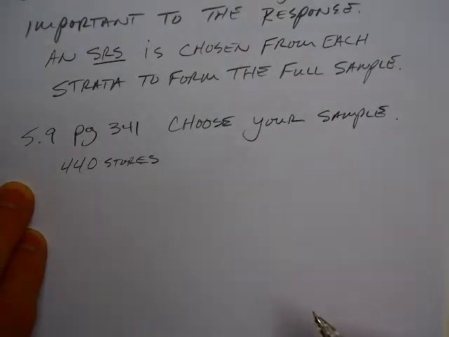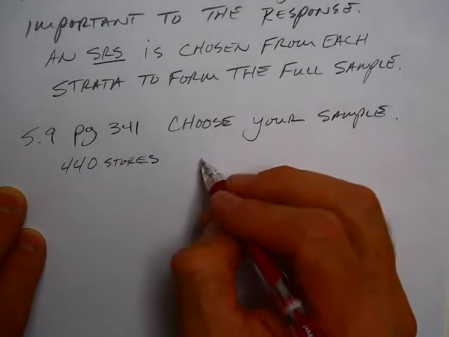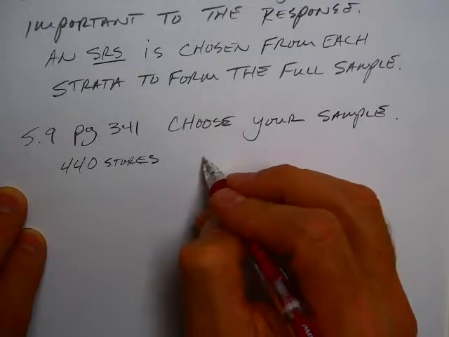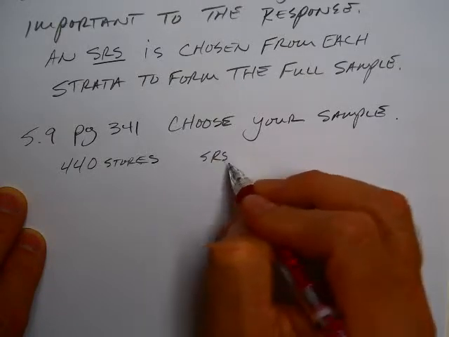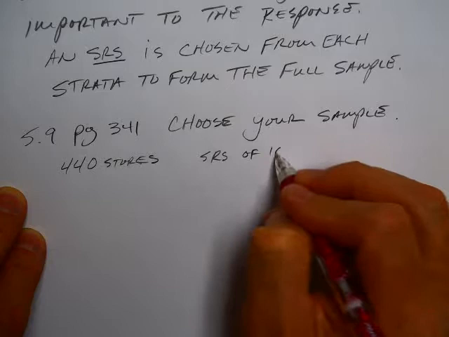What could our product be? Let's see, I'm thinking food. Special, extra good Taco Bell hot sauce. Okay? Alright, so 440 stores carry our hot sauce. Maybe not Taco Bell, probably better than that. We want a sample of 10. We want an SRS of 10 of the stores.